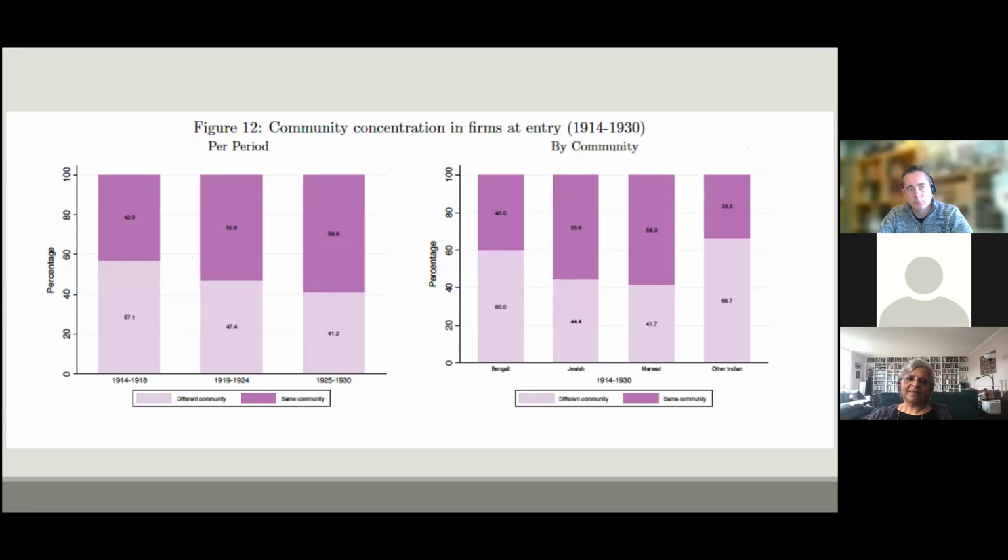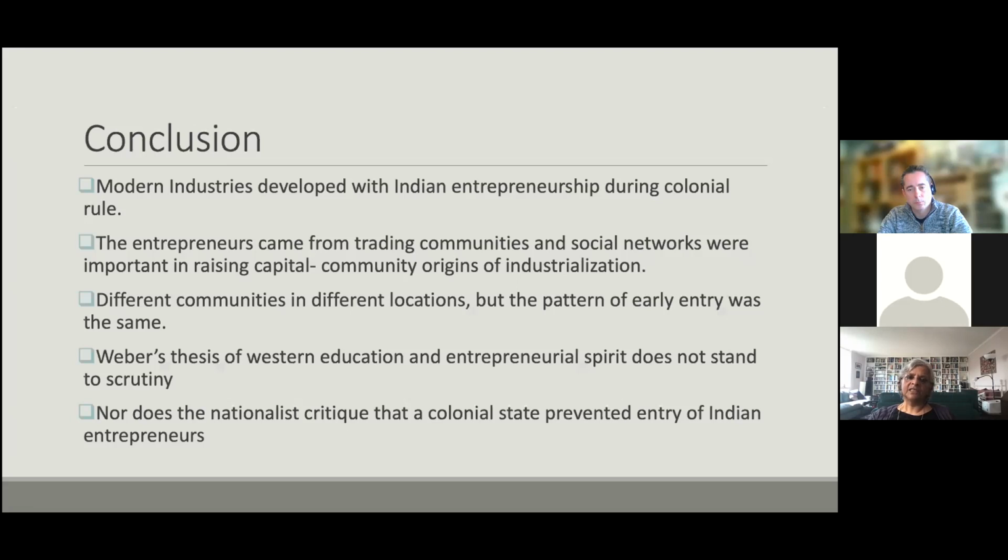So I think there is a lot of evidence that at the early stage of industrialization, when the institutions were absent or lacking, and support from the state was also lacking, entrepreneurs from different trading communities and social networks were crucial in raising capital for investment in industry. And therefore, we can think of community origins of industrialization in the Indian context. Different communities were present in different locations, but the pattern of entry was very similar across all locations.